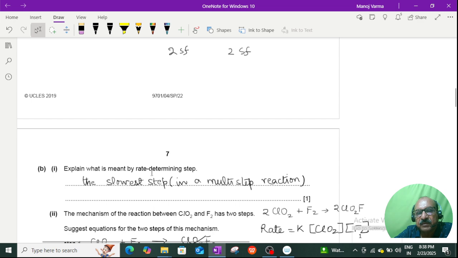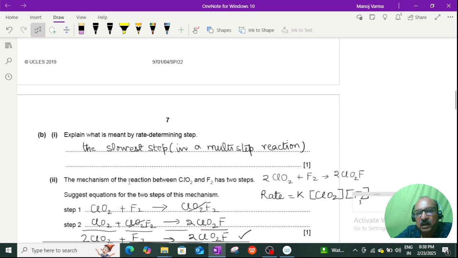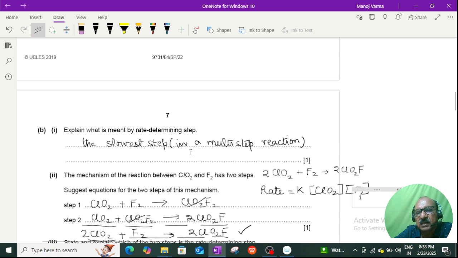What is meant by the rate determining step? The slowest step. Whenever there are multi steps, there may be a slow step, there may be some fast steps. The slowest step in that multi-step reaction is called the rate determining step.